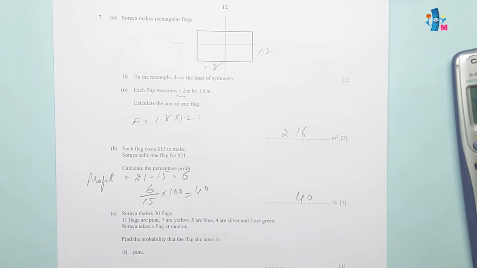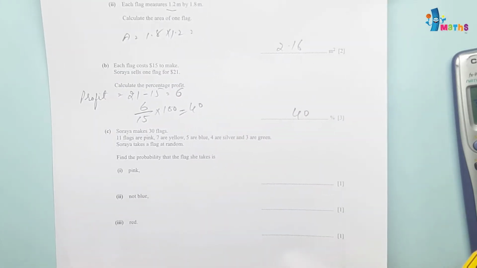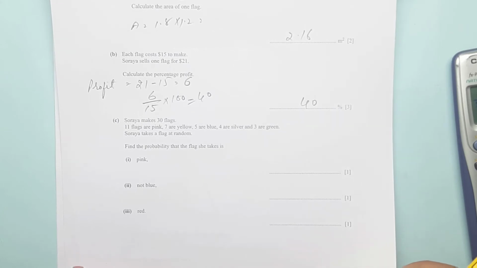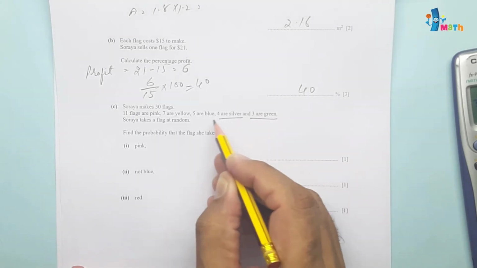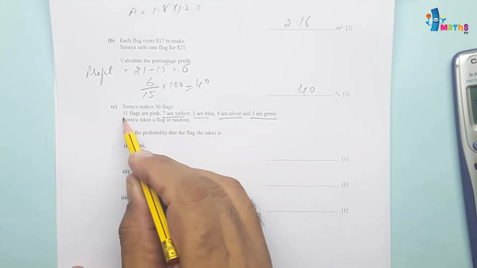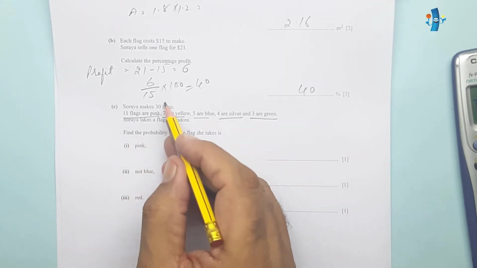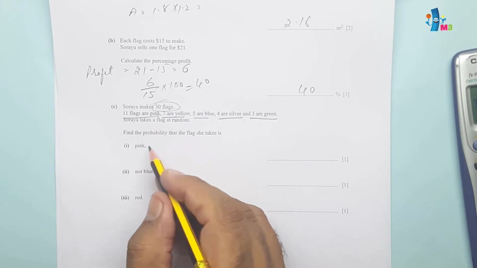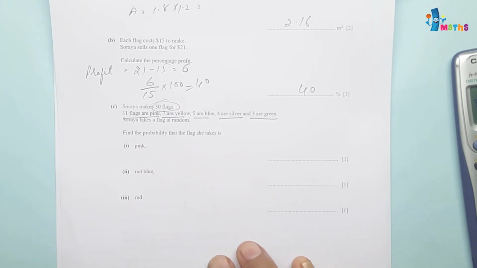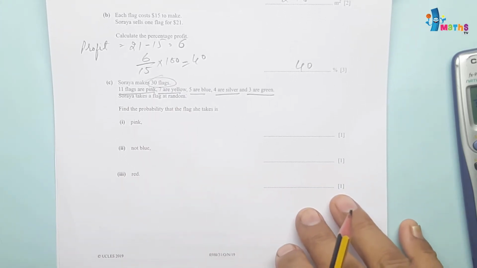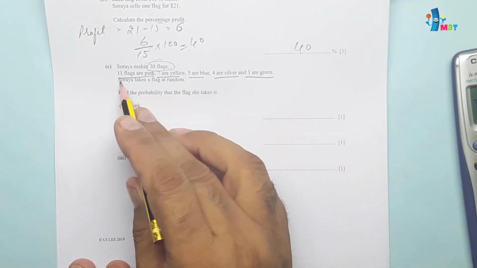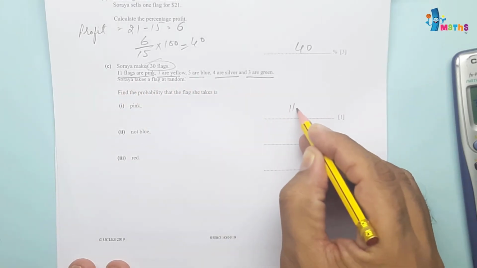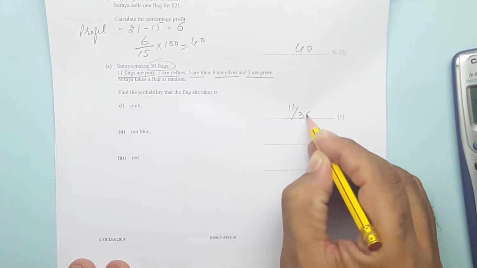Suraya makes 30 flags. 11 flags are pink, 7 are yellow, 5 are blue, 4 are silver, 3 are green. So these are the details for the flags given. Suraya's total flags are 30. Suraya takes a flag at random. What is the probability that the flag she takes is pink? There are 11 pink. So 11 out of 30. So this will be the probability.